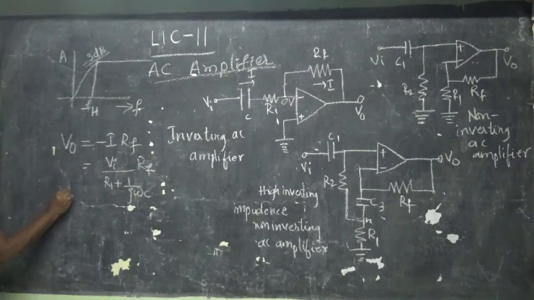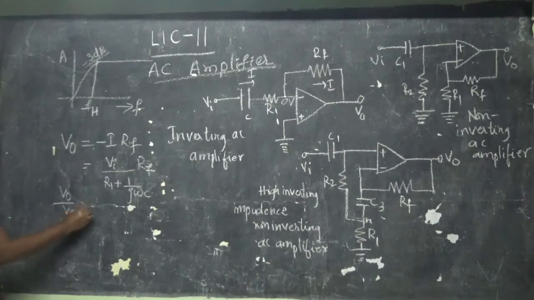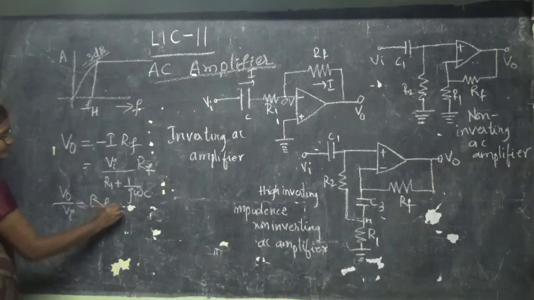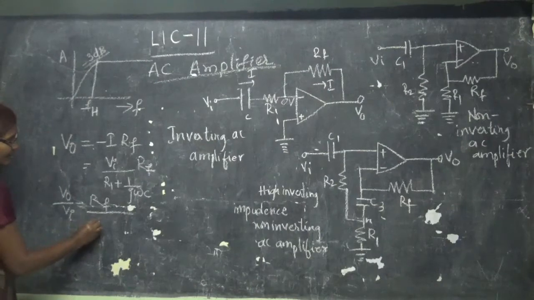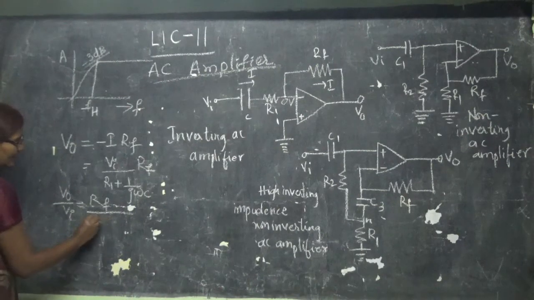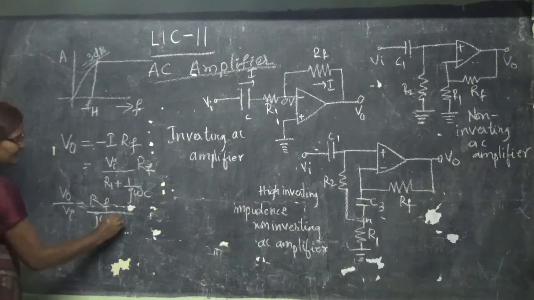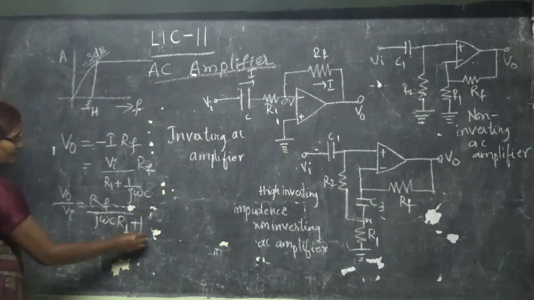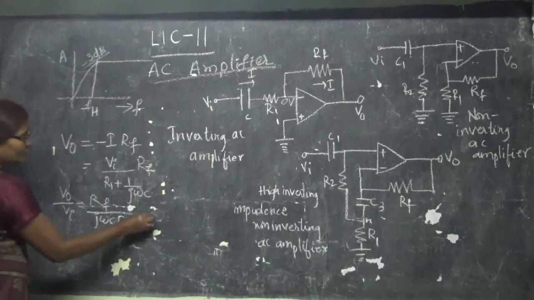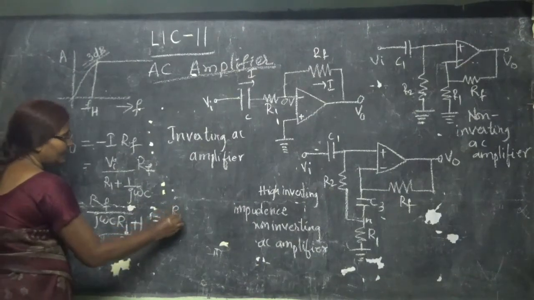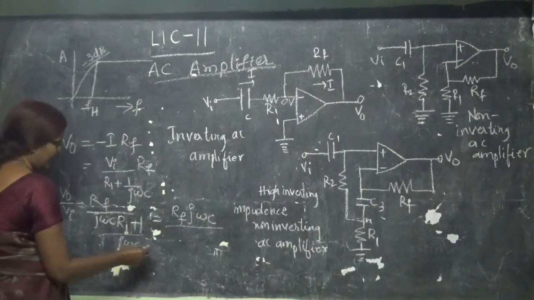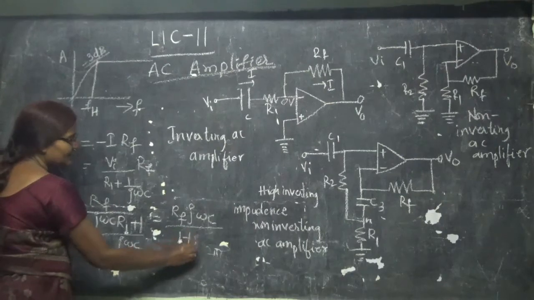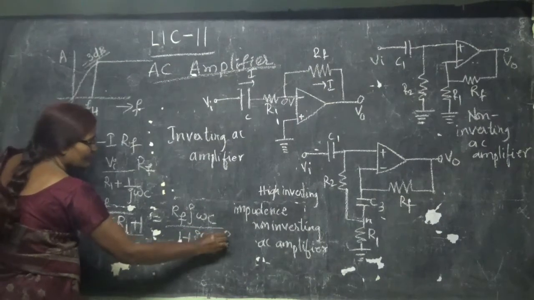Gain is going to be V0 by Vi, which is equal to RF by, here what I do is take the LCM, j omega C R1 plus 1 by j omega C. So this will become RF into j omega C divided by 1 plus j omega C R1.